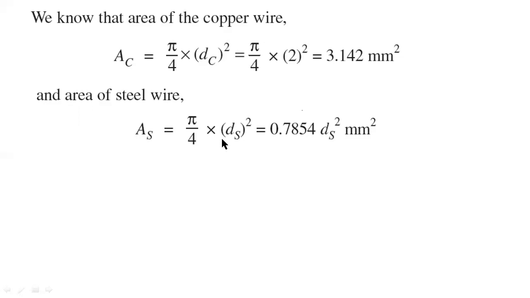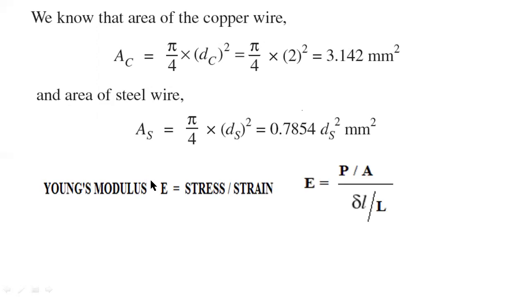Then the diameter of the steel wire: we don't know the value of the diameter of the steel wire, so the area of the steel wire is in terms of d, in terms of diameters. Here you have to find the value of ds. One relation is given, that is Young's modulus. Young's modulus is equal to load by area divided by change in length by original length. That is stress by strain. Young's modulus is equal to stress by strain.